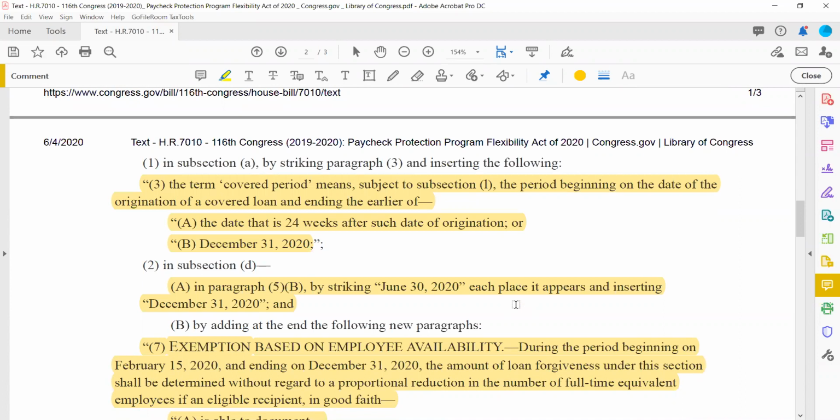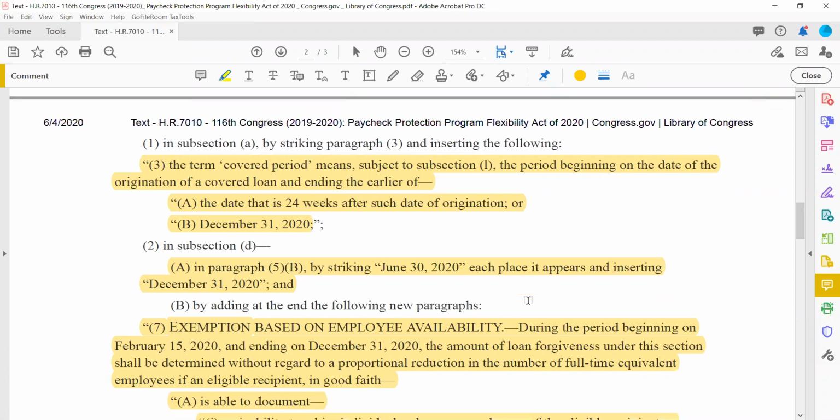Yeah, no, you're exactly right. And so a lot of questions then go to the FTE. They had the FTE safe harbor. If you were able to get your full-time equivalents back to where they were by June 30th of 2020, that was the safe harbor that said you were okay. They've changed that date as well. So that date, June 30th, 2020, has been pushed back to December 31st, 2020.